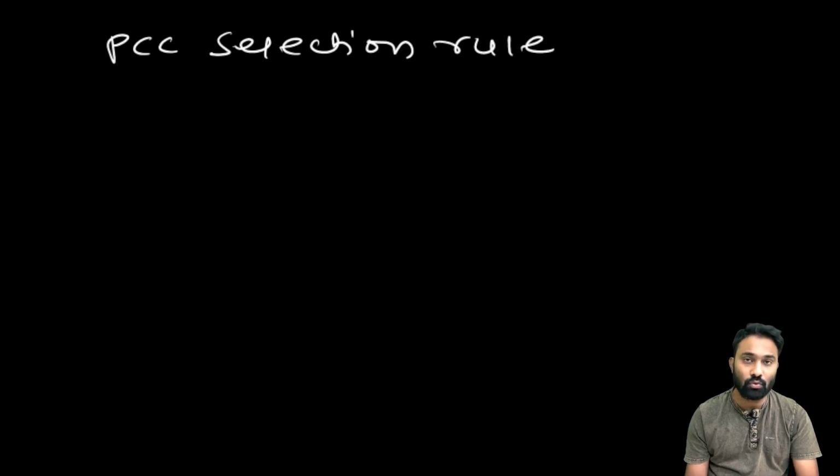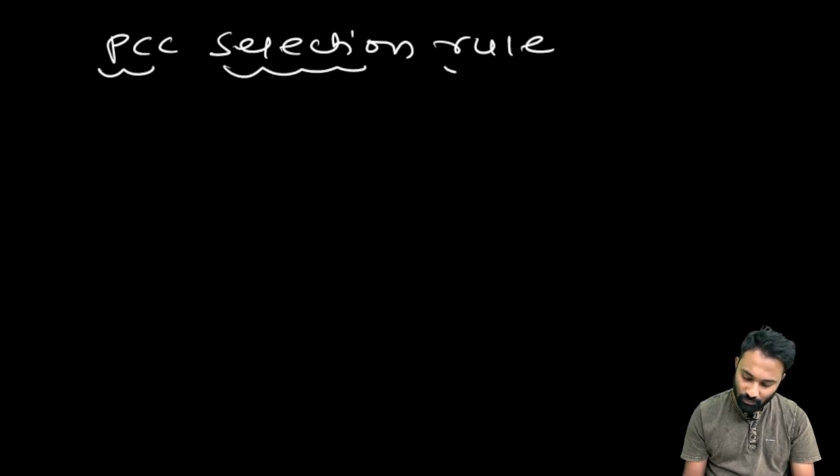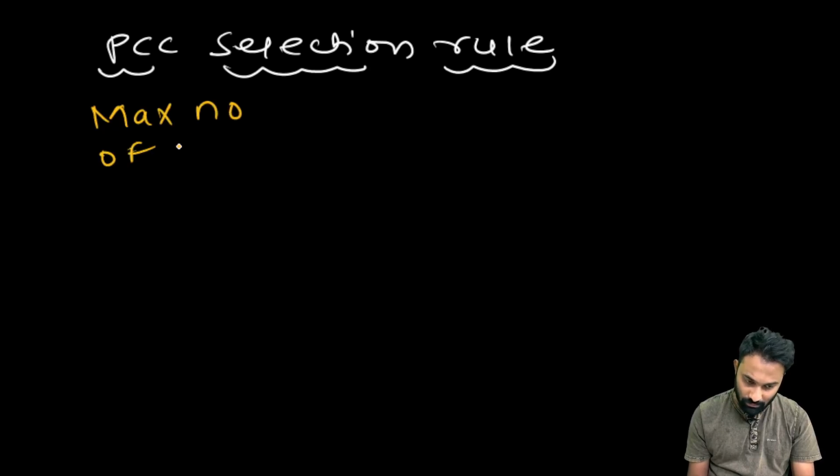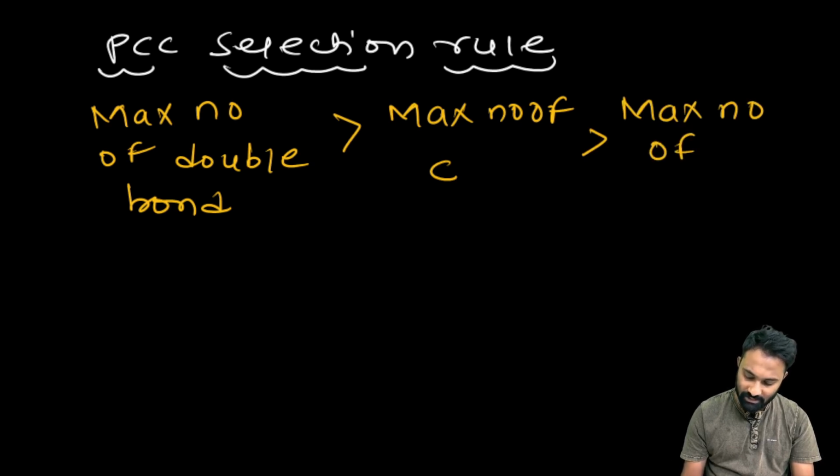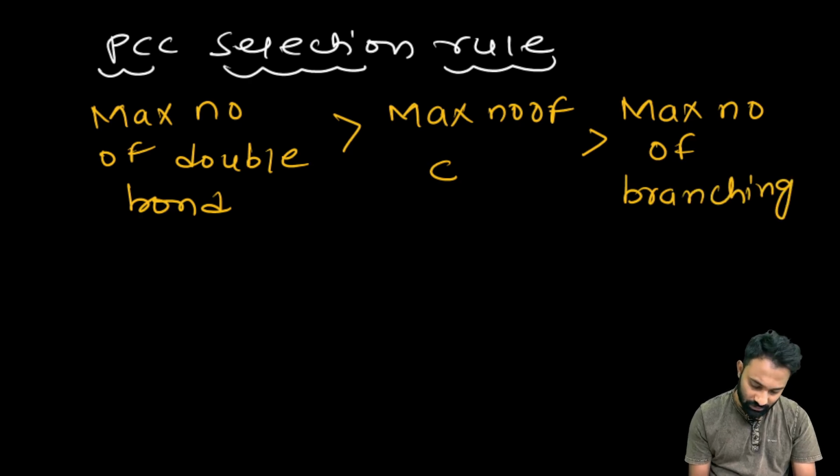How to apply the PCC selection rule? It means the parent carbon chain selection rule. For the parent carbon chain selection rule, first you have to see, as I already explained very clearly, the maximum number of double bonds. The maximum number of double bonds should be in the main chain. Then the maximum number of carbons. Clear? Next, the maximum number of branching, the maximum number of substituents. Clear? Done.